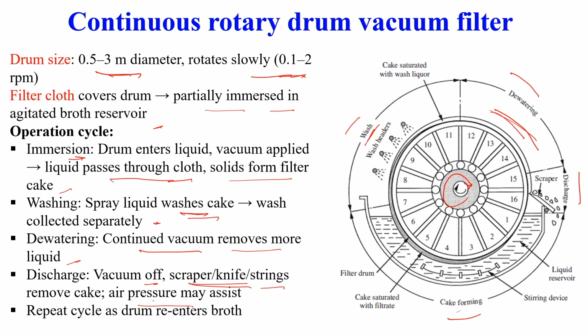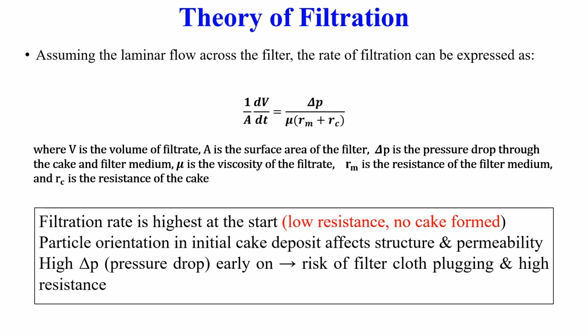Remove the cake, and then once this is done, you can repeat the cycle as the drum re-enters the broth. So, what is the theory of filtration? In this case, the driving force is pressure difference. So, it says the rate of filtration, 1 upon A dV upon dt, is proportional to delta P, the driving force.